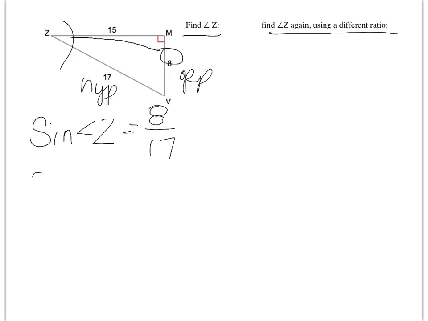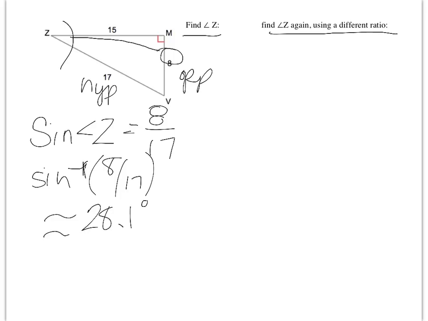And then we change this to the inverse sine ratio of the fraction 8/17. So we're going to type that into either Desmos or your calculator. So the inverse sine ratio of the fraction 8/17, and that should come out to about 28.1 degrees.